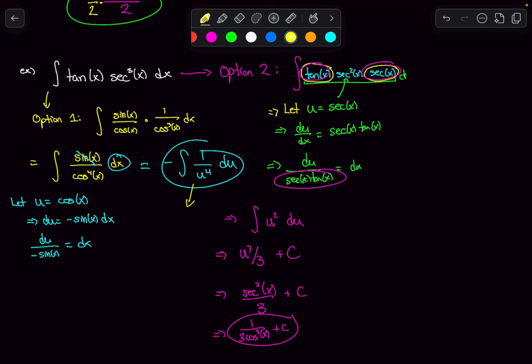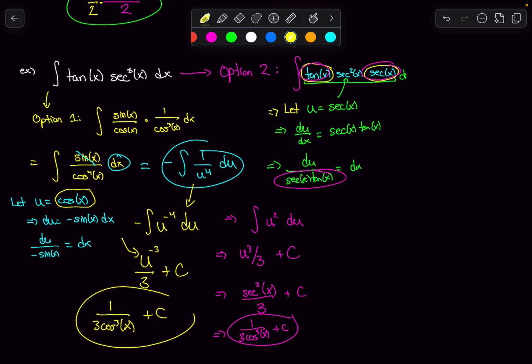because if we had finished this previous version over here, we would have gotten, right, negative the integral of u to the negative 4th du. To solve this, we add 1 to the exponent, divide by the new exponent. So we're going to get u to the negative 3 divided by negative 3, but that negative sign in the front is going to cancel. So we'll just have divided by 3 plus c. And then we remember that u was equal to cosine, and cosine to the negative 3 just drops down into the denominator. So I would get 1 over 3 cosine cubed of x plus c. So we're going to end up at the exact same place. And you could leave it as secant cubed of x over 3 plus c if you like.